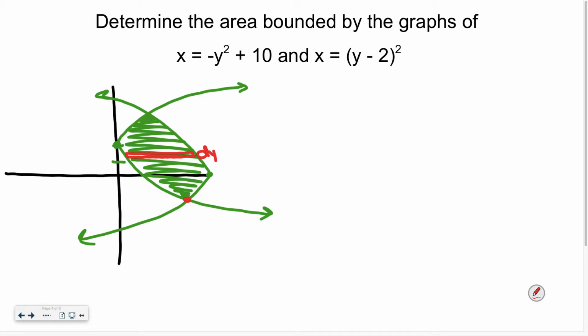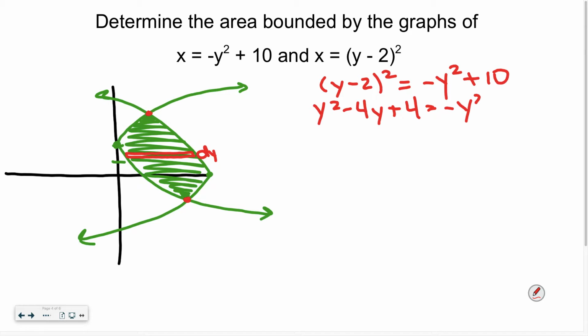Now, we are going to have to figure out those limits of integration so we know how to set up our integral. Okay? How are we going to figure those out? It's still equations. x equals x. Okay, we're going to set our 2 equations equal to each other.